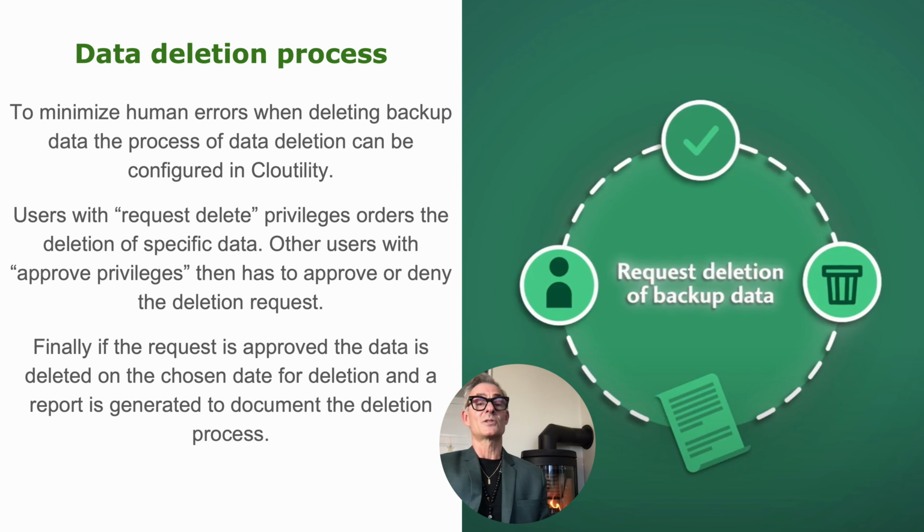Privileged users can also request deletion of backups, file spaces, and buckets. They need to specify the date for the deletion and make a comment about why the data should be deleted. Other users will now be prompted to approve or deny these deletion requests. The whole process is documented in Cloutility for future proof of these deletions.